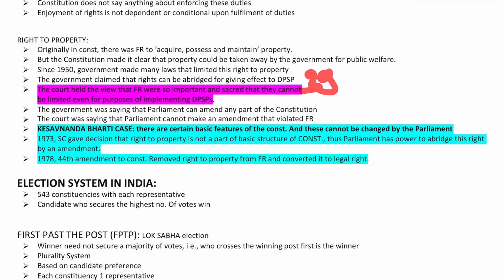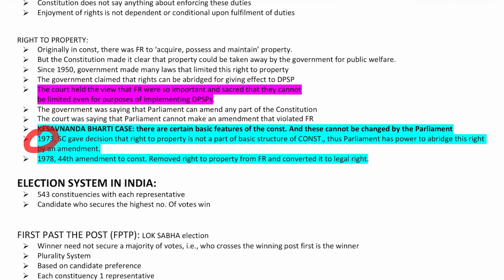Basically, the DPSPs given in Article 39B and C. So the court held the view that fundamental rights were so important and sacred that they cannot be limited even for purposes of implementation of DPSPs. The government was saying that Parliament can amend any part of the Constitution. The court was saying that Parliament cannot make an amendment that violates the fundamental rights. Eventually, in the Kesavananda Bharati case, it was decided that there are certain basic features of the Constitution and these cannot be changed by the Parliament. So, these basic features cannot be abridged.